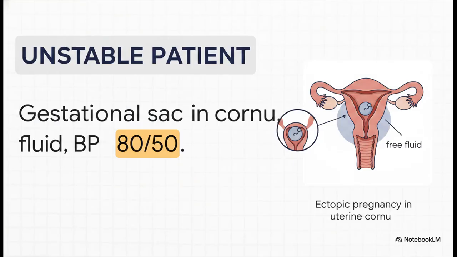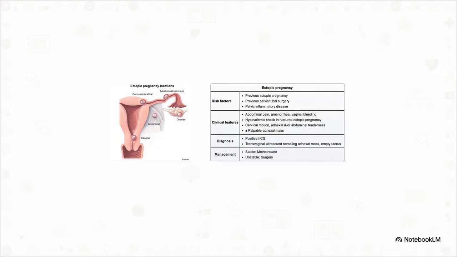Case 4. A patient has a positive HCG and lower abdominal pain. An ultrasound shows a gestational sac in the uterine cornu plus free fluid in the cul-de-sac. Her blood pressure is 80/50. The best next step immediately is surgical consultation and laparotomy. The absolute crucial point in this case is that blood pressure of 80/50. This signifies clear hemodynamic instability from a ruptured ectopic pregnancy.